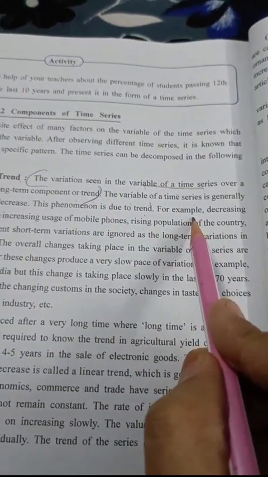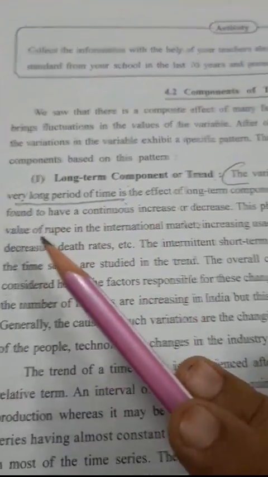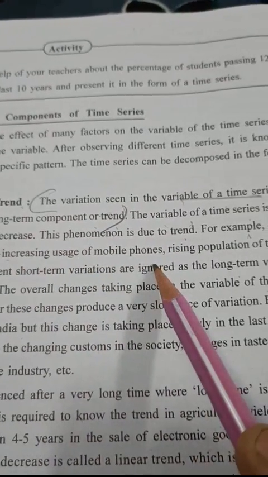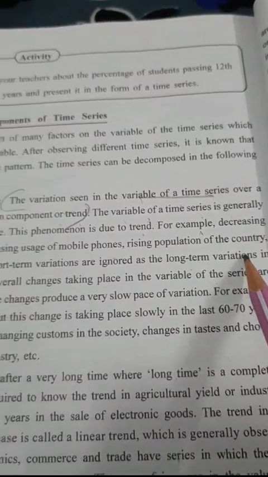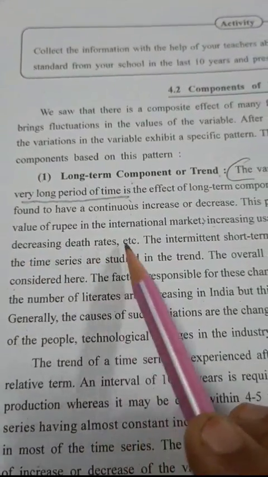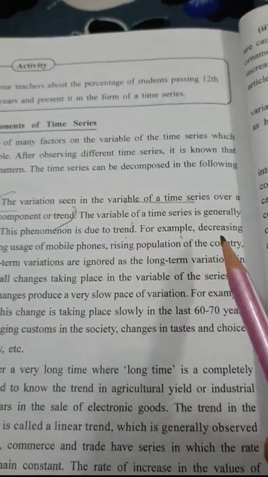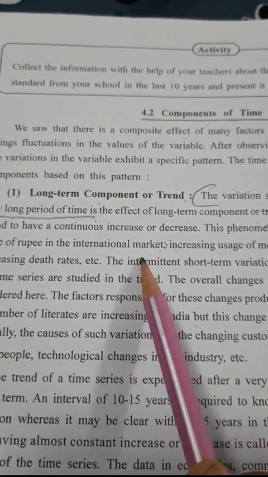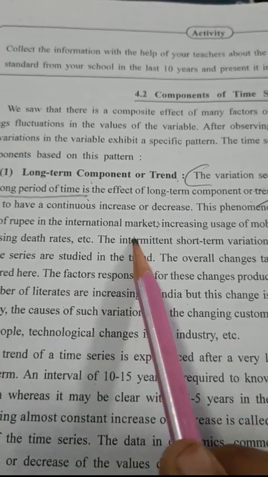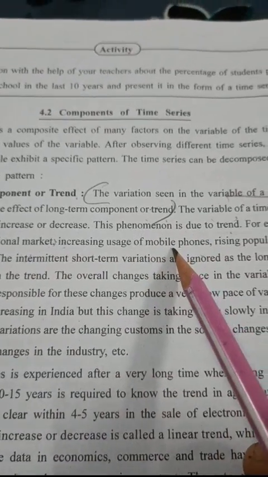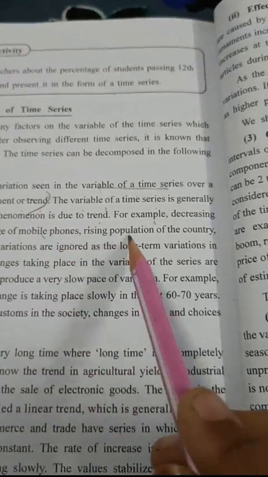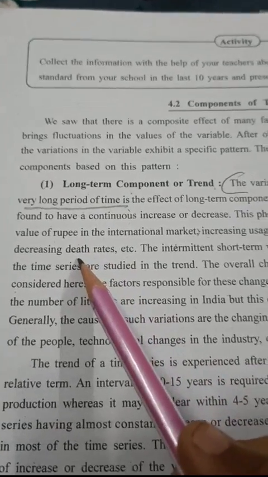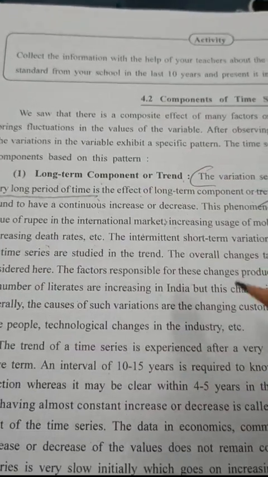Now they are giving the example. For example, the decreasing value of the rupee in the international market, the increasing usage of mobile phones, the rising population of the country, the decreasing death rate, etc. So what is given here? The value of the rupee is decreasing. Mobile phone usage is increasing day by day, population is increasing day by day, and death rate is decreasing day by day. So all these reasons are considered in the long term component.